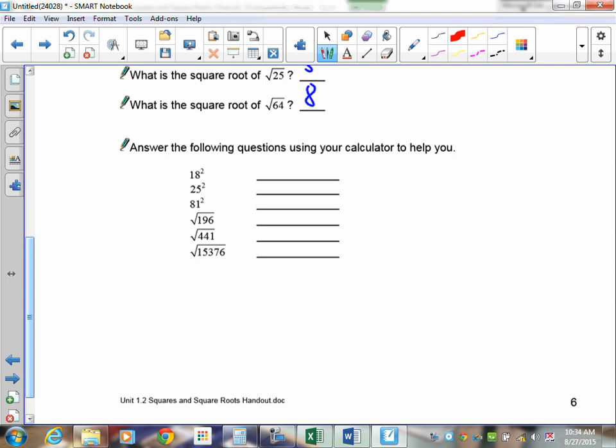All right, here we go. Here are your answers. 18 squared is 18 times 18, 324. 25 squared is 25 times 25, that's 625. 81 squared is 81 times 81, which is 6561. Now, the square root of 196 is 14. And the square root of 441 is 21, and the square root of 15,376 is 124. If you got it wrong, correct it.